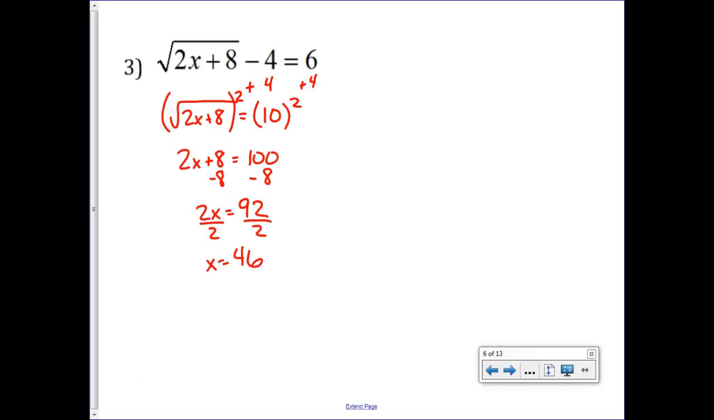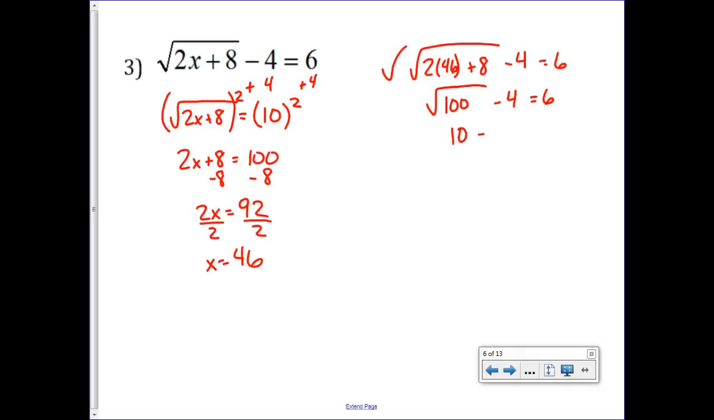All right, don't box it in yet. Let's check it. So the square root of 2 times 46 plus 8 minus 4, does that equal 6? So 2 times 46 plus 8, that's 100. Square root of 100 is 10, minus 4 equals 6. 6 equals 6. That one works as well.